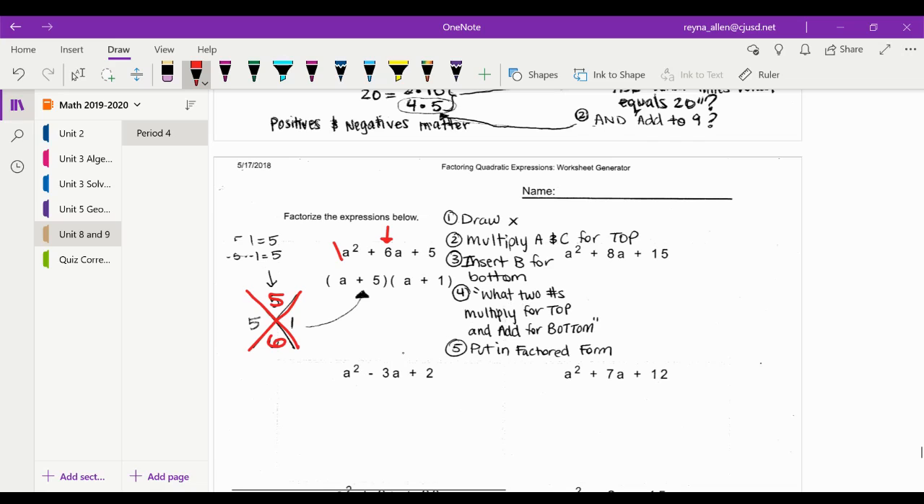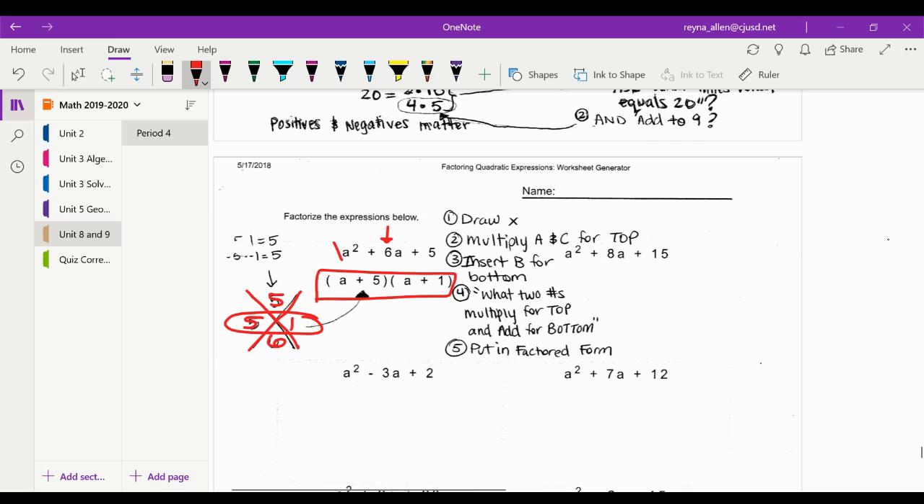Okay, and then now we have to figure out that puzzle. That's why I was having you guys practice. So we have to figure out the left and the right. So we say, what multiplies to give me 5? Well, I know 5 times 1, that's the only option. It could be negative, but the positive works here. So 5 and 1. So I'm going to take both of these that I just figured out, and put them in my factored form. So this is my final answer.